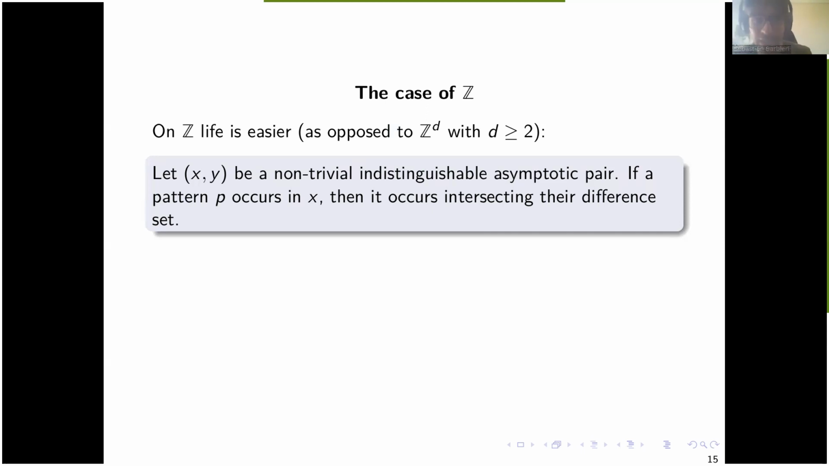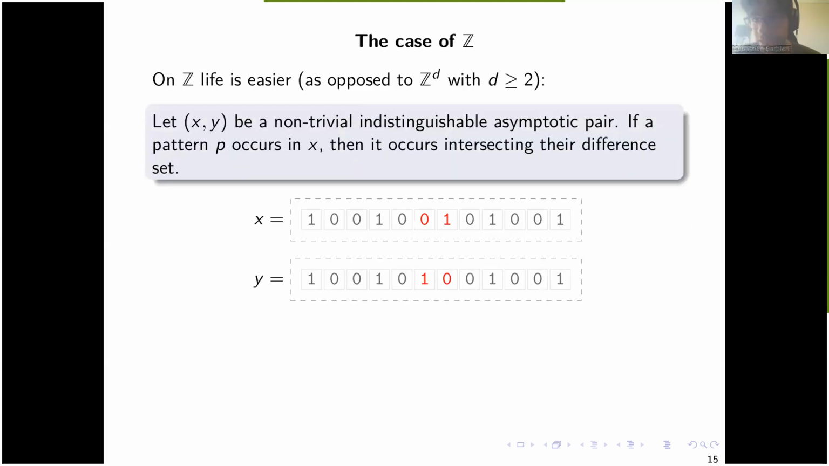The first one is if I have a non-trivial indistinguishable asymptotic pair and a pattern turns out to occur in X, then necessarily it must occur intersecting their difference set. And this is something very strong because it will give me a bound on its complexity. And the proof is simple. Imagine I have this indistinguishable asymptotic pair X and Y, and I see some pattern that occurs in X, like these last four symbols, 1, 0, 0, 1. I want to show that it occurs in Y. So what I'm going to do is take the first occurrence of this pattern to the right of the difference set, if it exists. If not, I take the first to the left.